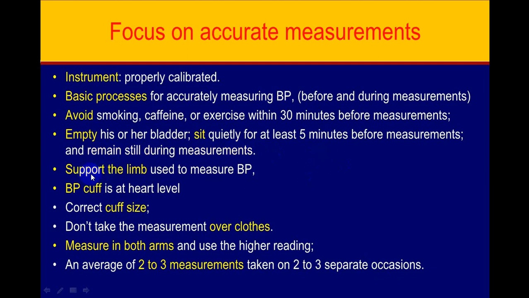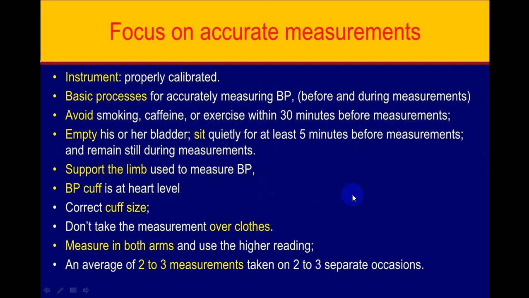There should be good support to the limb while you are measuring a blood pressure. The BP cuff should be at the level of the heart, and the base of the mercury instrument should be at the level of the heart. The cuff size should be according to the size of the arm.